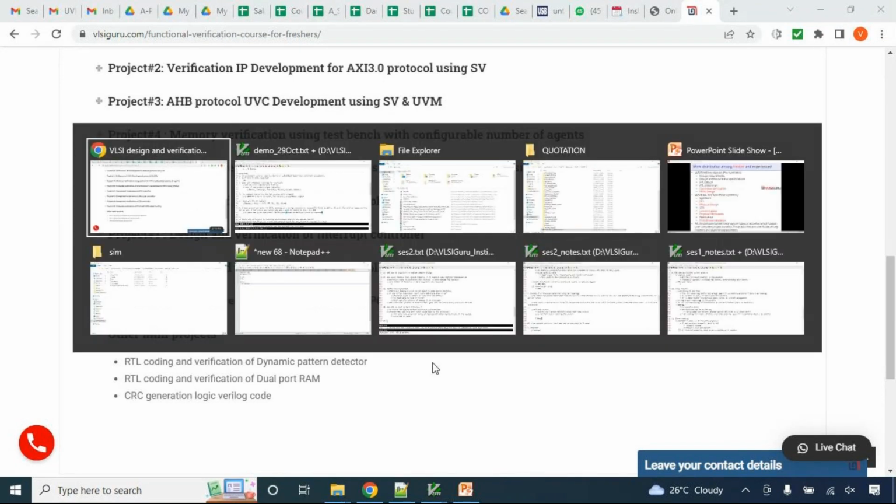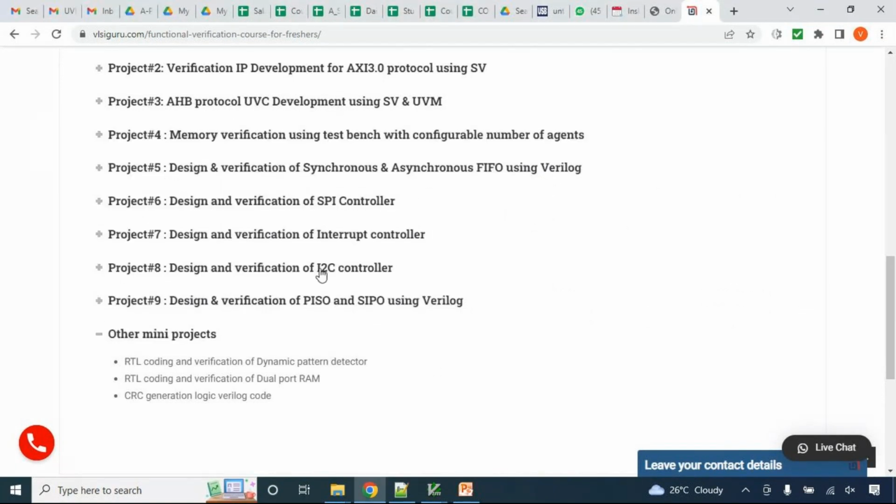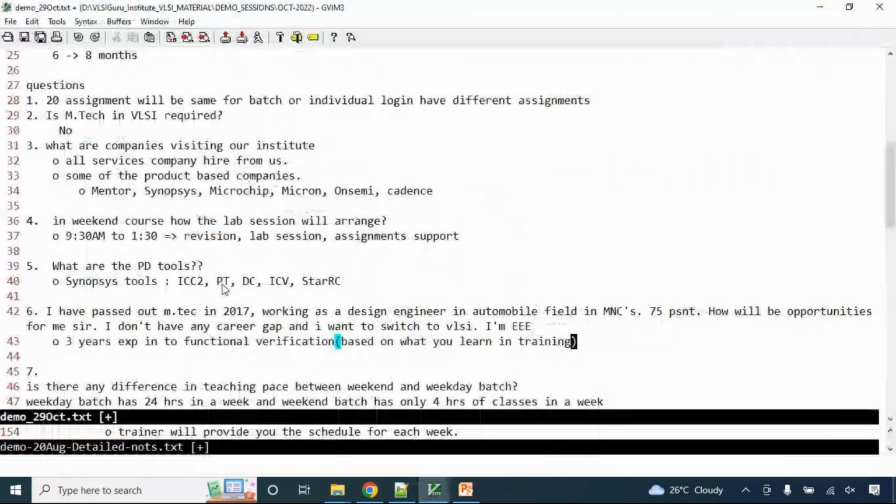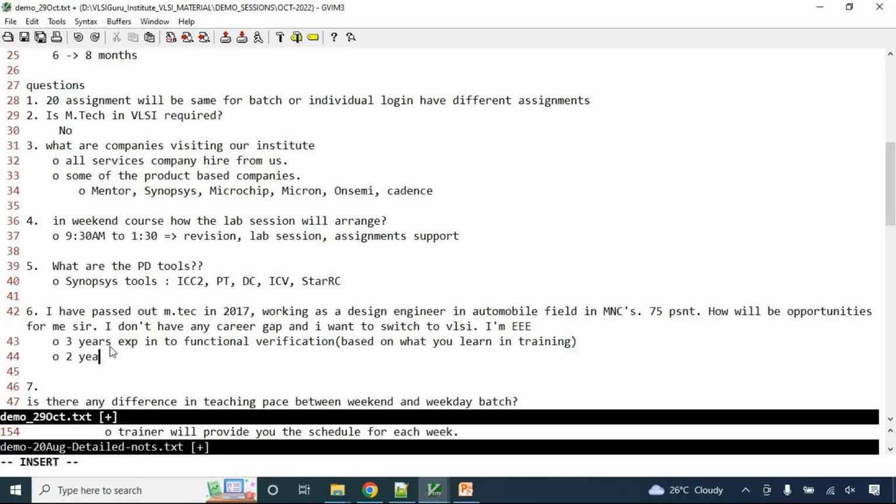Now if you can show these many projects in your resume, you can even easily try as a 2 to 3 years experience person. There are people who have done that also. Now show 2 years experience in the current domain you are working on.